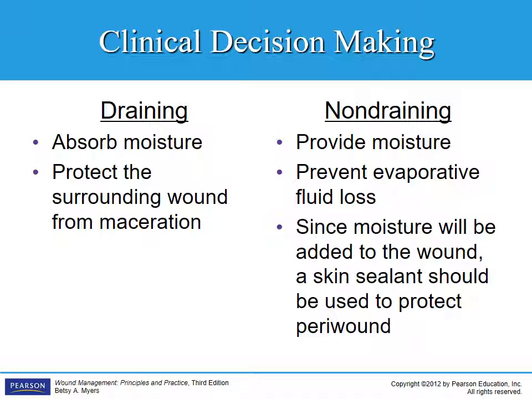Now we're going to talk a little bit about clinical decision making. And this is what I was talking to you guys about earlier. I know we're getting to a shorter period of time, so I'll go through this quickly, but I want you to go back through it. Because basically, when you're making a decision about dressings, you want to know, is it draining or is it not draining? So if it's draining, what are you going to do? You're going to absorb the moisture and you're going to protect the peri-wound area. If it's not draining, you're going to provide moisture. It's that simple.